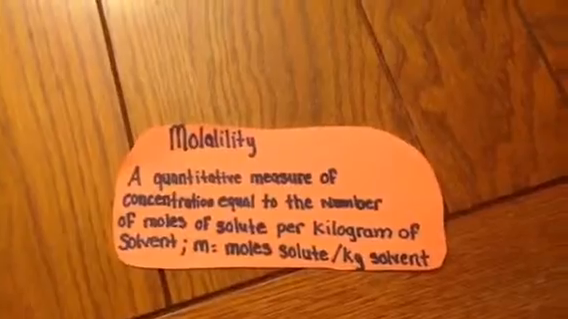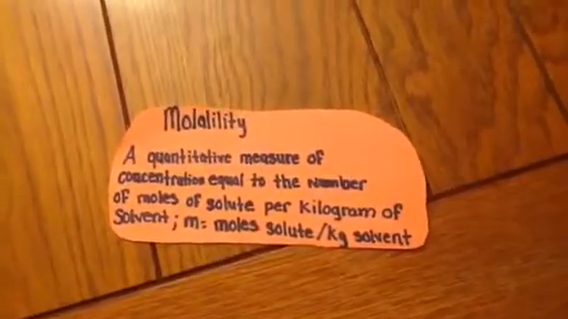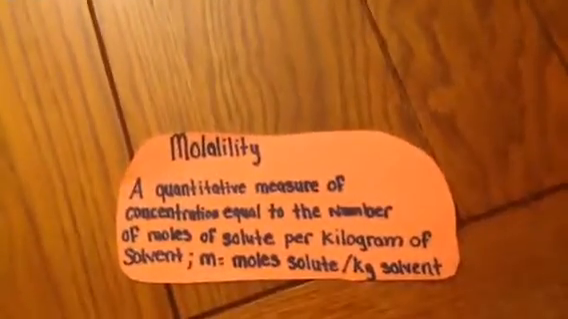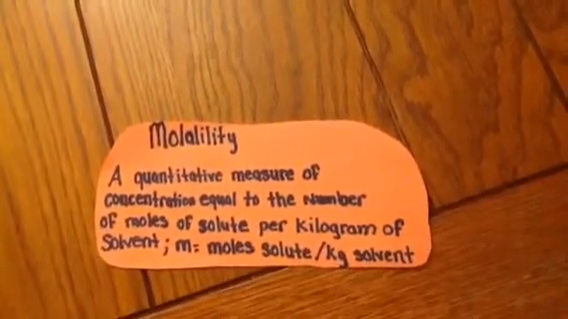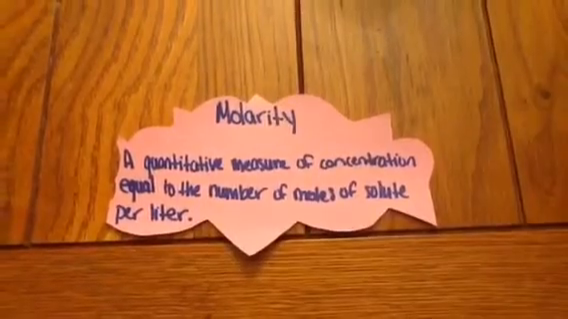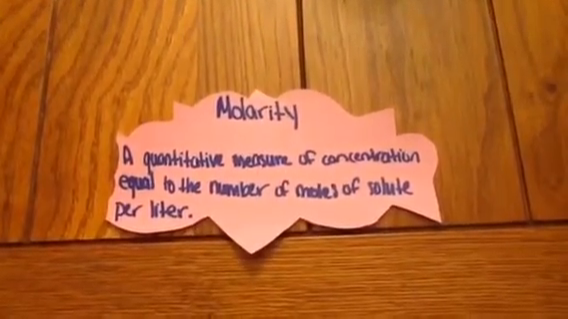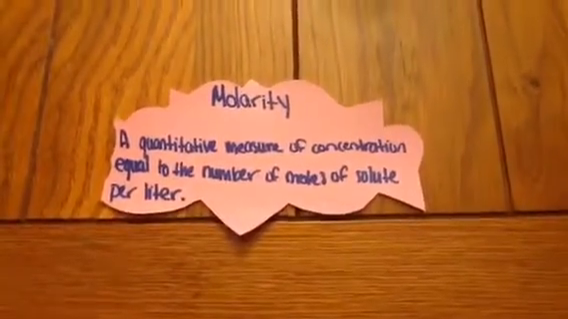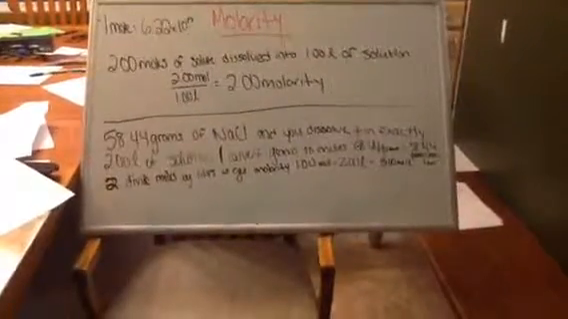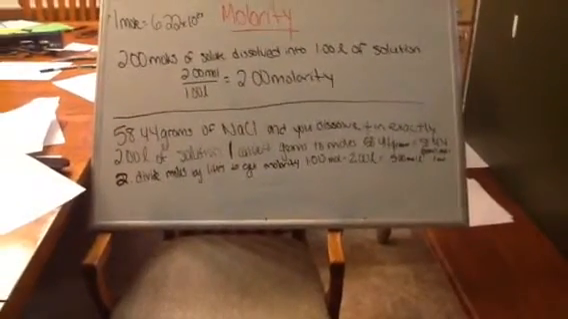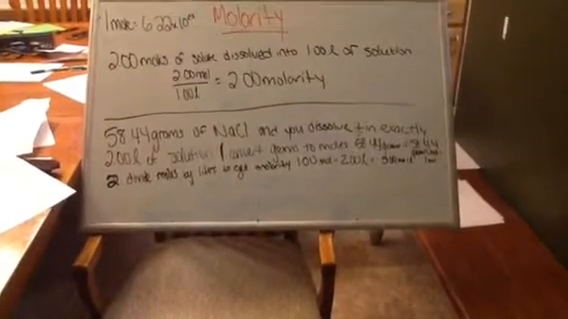Molality. A quantitative measure of a concentration equal to the number of moles of a solute per kilogram of solvent. m equals moles solute divided by kilogram solvent. Molality. No, molarity. A quantitative measure of concentration equal to the number of moles of solute per liter. Molarity is a measure of concentration. 1 mole equals 6.22 times 10 to the 23rd power.